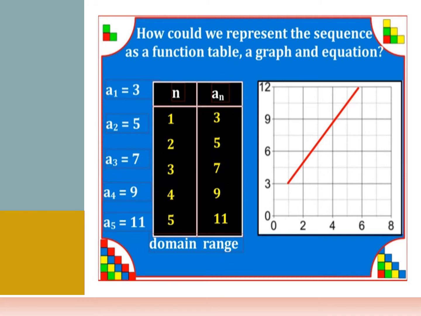So graph the ordered pairs in the coordinate plane, the xy plane. We will get (1, 3), (2, 5), (3, 7), (4, 9), (5, 11). Then connect the points, and we will get this line. So this is the graph of the sequence.